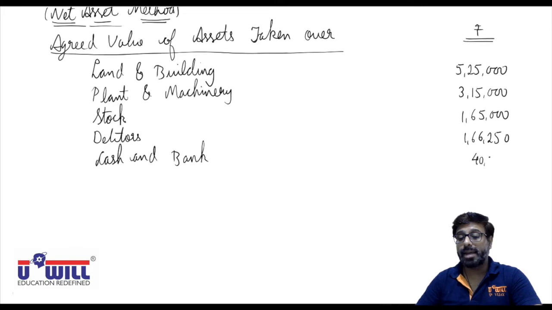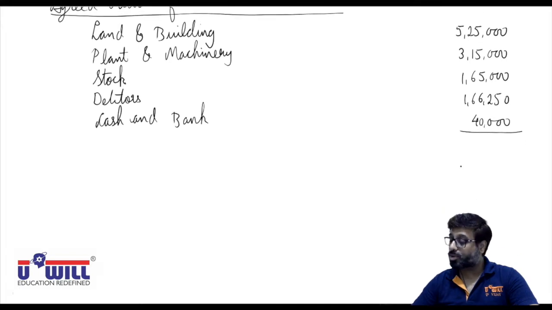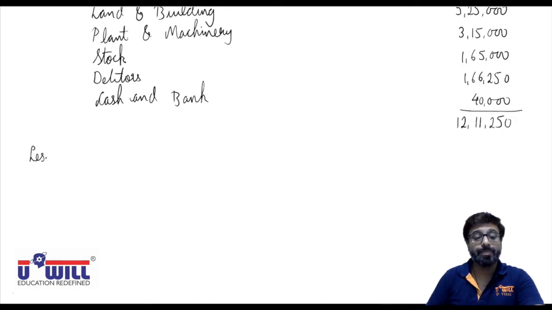So the total agreed value of assets taken over is 5,25,000 plus 3,15,000 plus 1,65,000 plus 1,66,250 plus 40,000. That comes to 12,11,250. From that we will minus the agreed value of liabilities taken over.